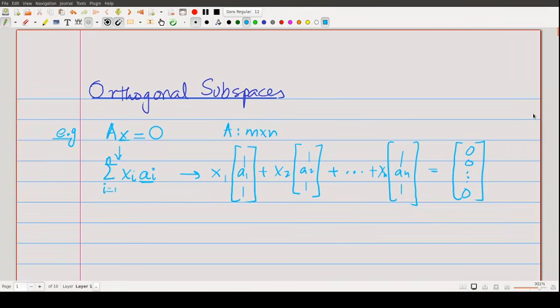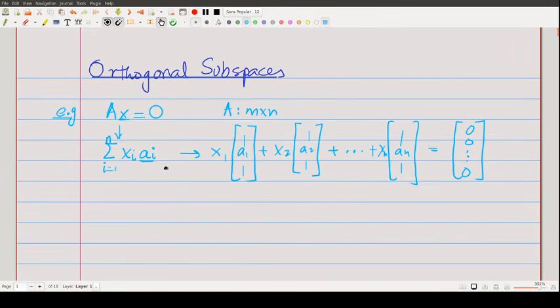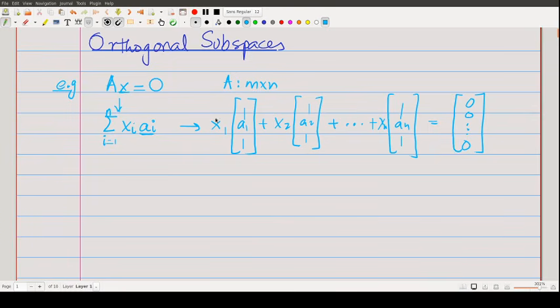Okay, and so the idea is as follows. If we consider any ith row of this product, then the ith row would look like this: x1 times the ith row, first column entry, plus x2 times the ith row, second column entry, plus dot dot dot up until xn times the ith row, nth column entry, is equal to 0.